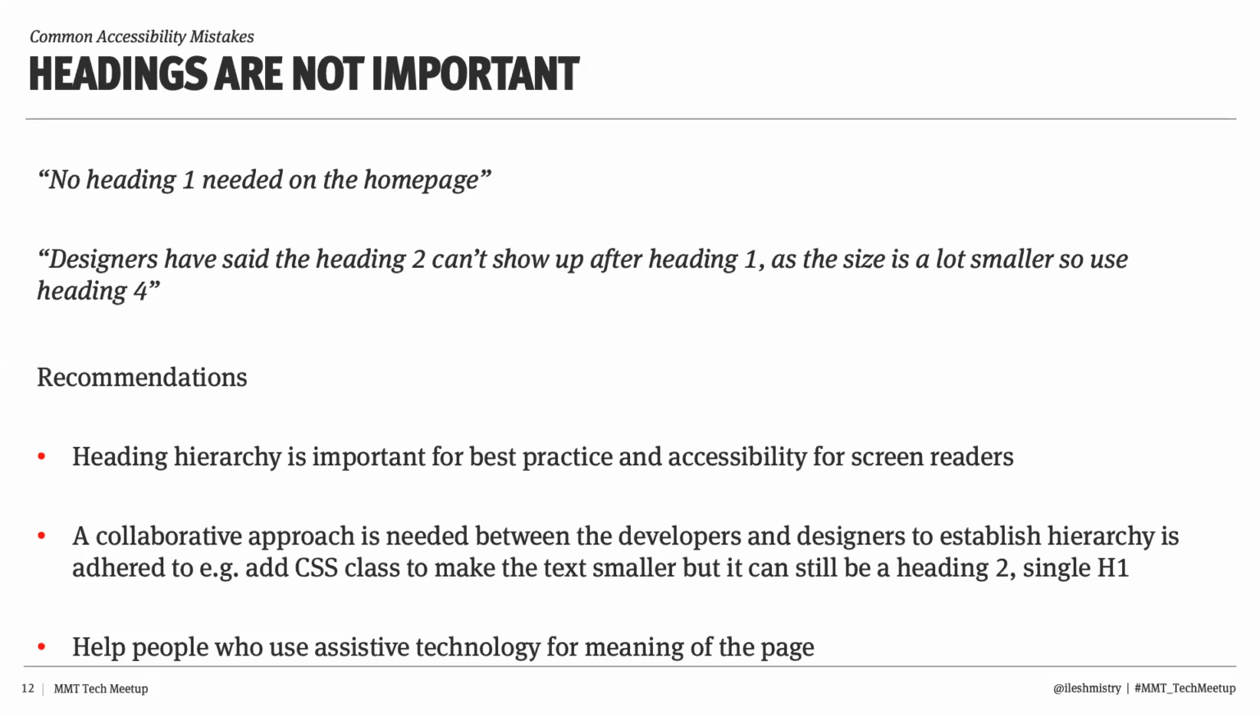And they're probably recommending to use heading 4. One of the things you've got to bear in mind is that the hierarchy of the headings is very, very important for best practice and accessibility for screen readers as well. So if we have to do H1 and then H4 after that, that's not going to work. So again, a collaborative approach: can we add a heading 2 still underneath heading 1, and add something like a class to make it look like a smaller heading? This is very important for assistive technologies to understand the meaning of the page and the structure of how you have your pages themselves.